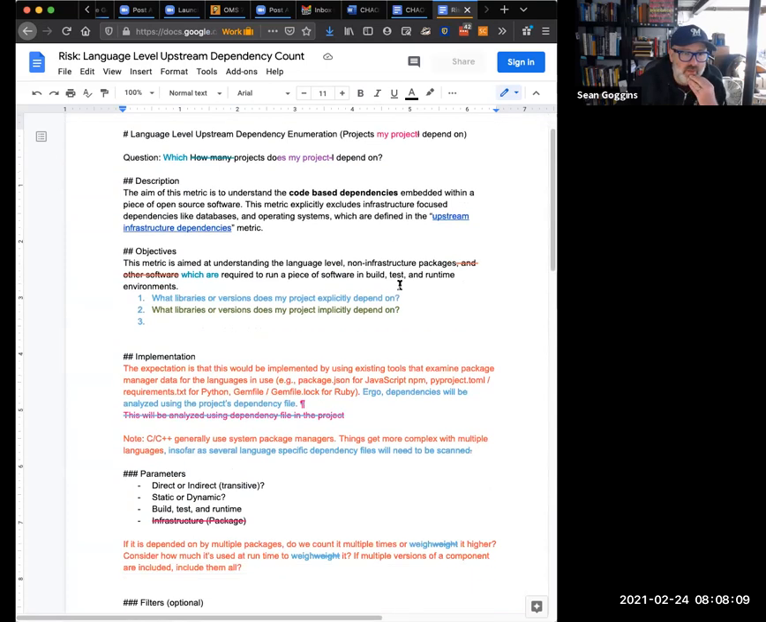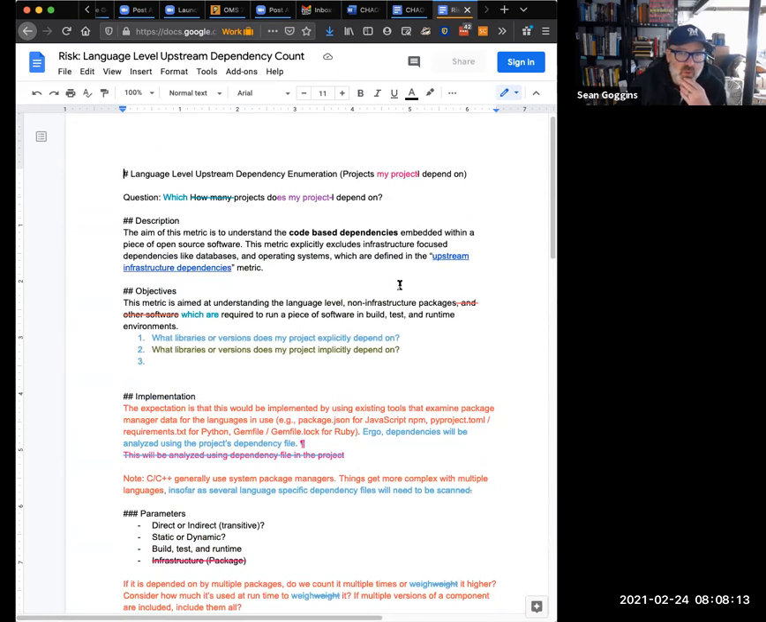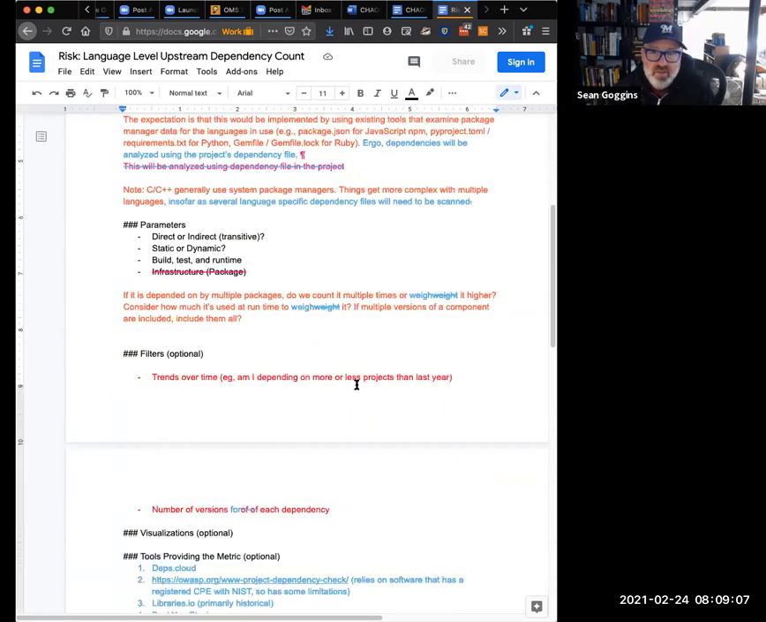This is what we've been working on. I don't know if folks can read it, but essentially we're looking at what projects your project depends on. So upstream dependencies, we're being specific about this, my project depends on these other projects, because people sometimes forget the meaning of upstream and downstream. We want to understand essentially the libraries or the code that your project depends on. Most of the tools for doing that are language specific. Some languages don't have package managers, like C++ or C. And we're trying to think about parameters like direct or indirect, and consider there are cases where they are static and dynamic, and dependencies have different implications and also can be different at build time, test time, and runtime.